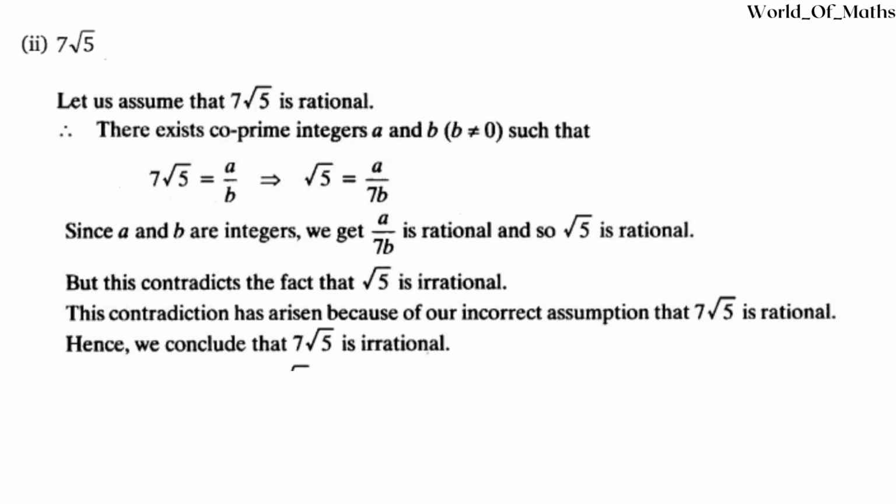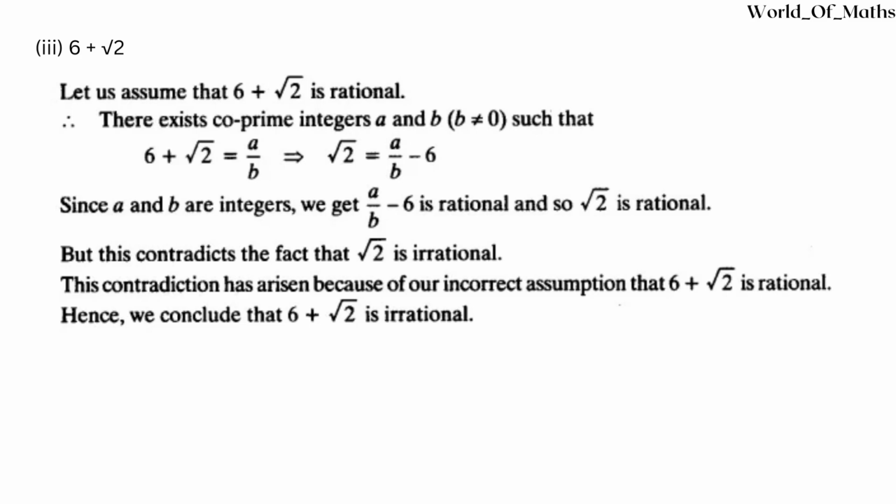Since a and b are integers, a divided by 7b is rational and so square root of 5 is rational. But this contradicts the fact that square root of 5 is irrational. We have already proved that square root of 5 is irrational in our previous question. So this contradiction has arisen because of our incorrect assumption that 7 square root of 5 is a rational number. Hence, we can conclude that 7 square root of 5 is irrational.